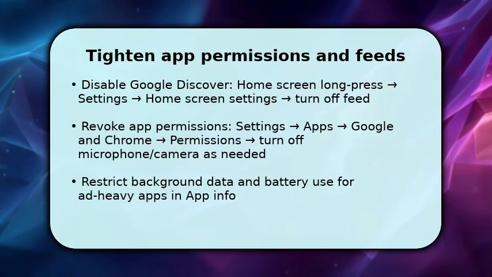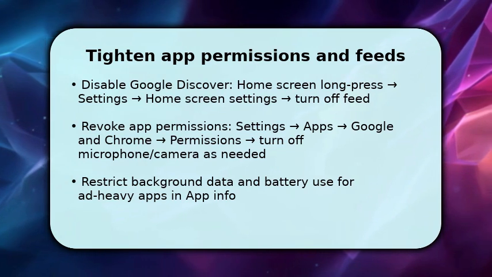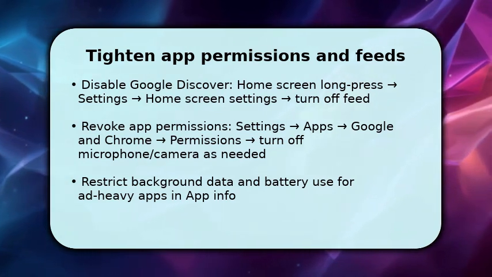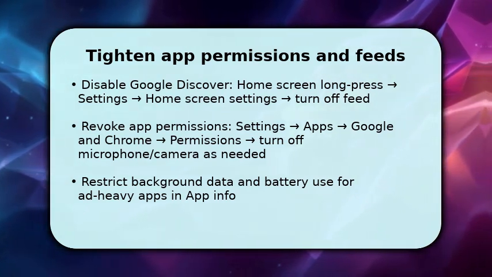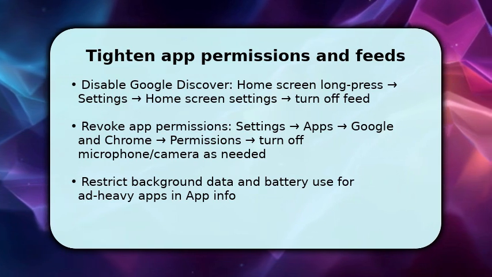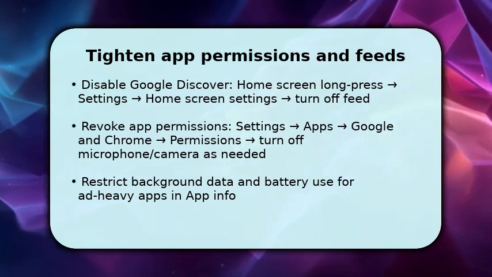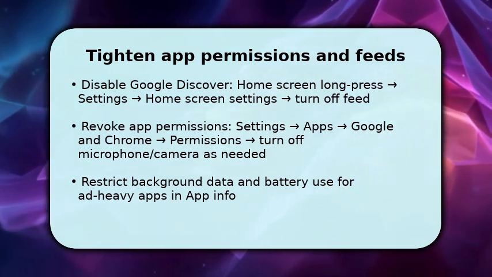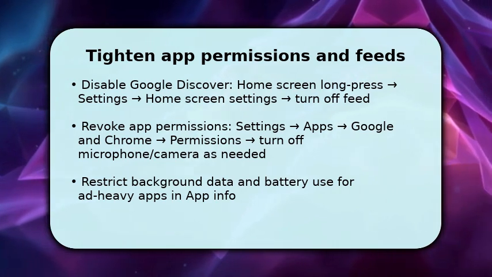Now you remove the pathways ads use. Disable Google Discover on your launcher to stop feed ads from appearing on the home screen, and make sure Chrome's predictive features are off. Next, open each suspected app's app info and revoke unnecessary permissions. Fewer permissions mean fewer targeted ads.